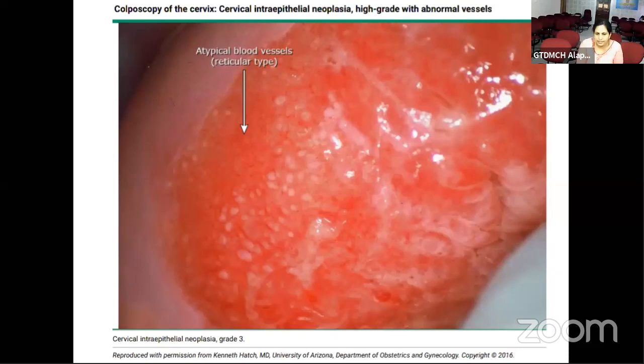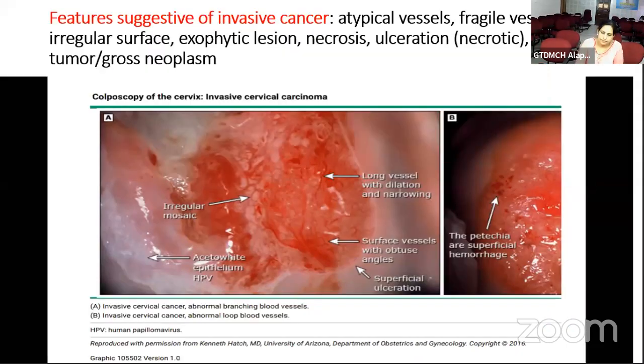So we can see here the intraepithelial neoplasia grade 3. Here are the atypical blood vessels, the cobblestone or mosaic pattern. So this is suspicious of invasive cancer. The atypical vessels you can see are fragile vessels, irregular surface, exophytic lesions, necrosis, ulceration, a tumor, gross neoplasm. You can see long vessels with dilation and narrowing, surface vessels with obtuse angles, and irregular mosaic acetowhite epithelium.